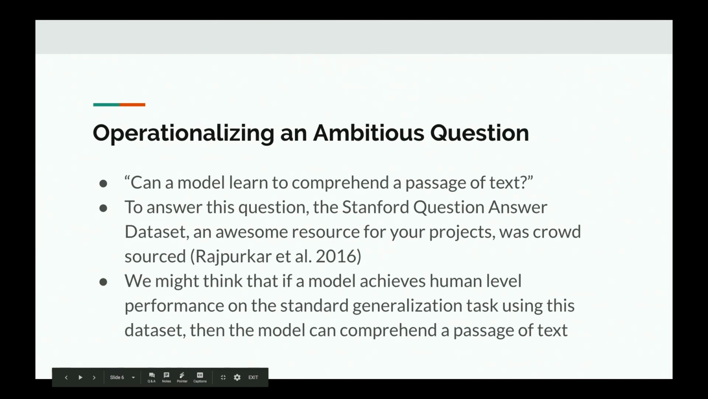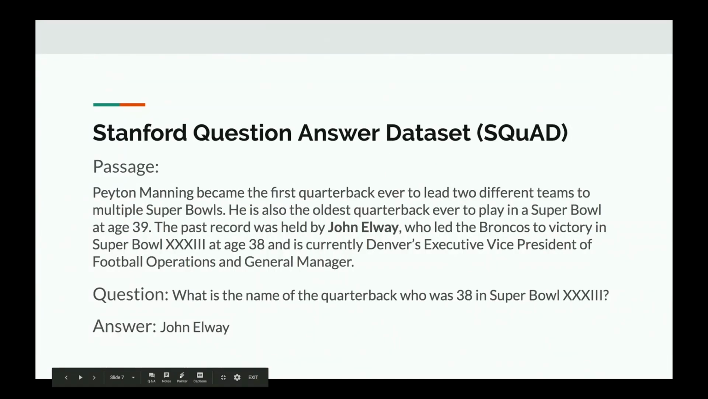So to get introduced into the adversarial testing literature, we're going to start with the example of question answering. So consider the research question, can a model learn to comprehend a passage of text? This is a very high-level and ambitious research question, and people have actually tried to answer it by creating the Stanford Question Answering Dataset, which is an awesome resource that you might want to use in your projects. Examples in this dataset look like this, where there is a passage, a question, and an answer. The input is going to be the passage of text and the question, and the output will be the answer. In this case, it's a passage about football, and a question about a quarterback. The answer is John Elway.